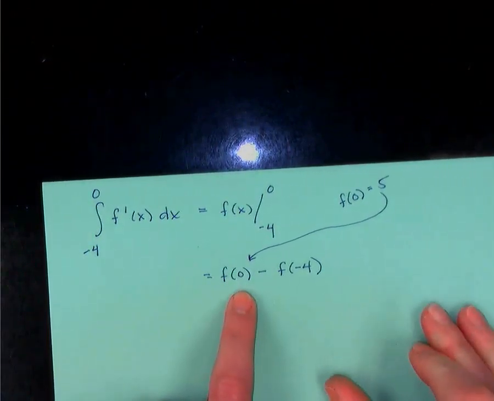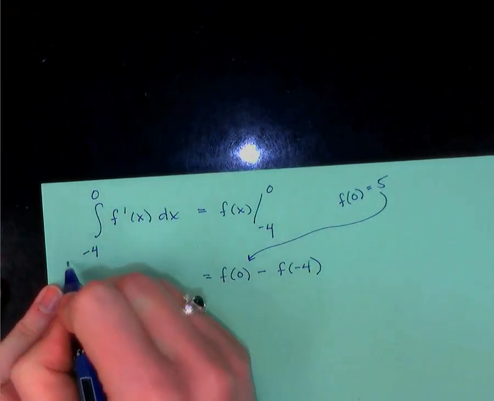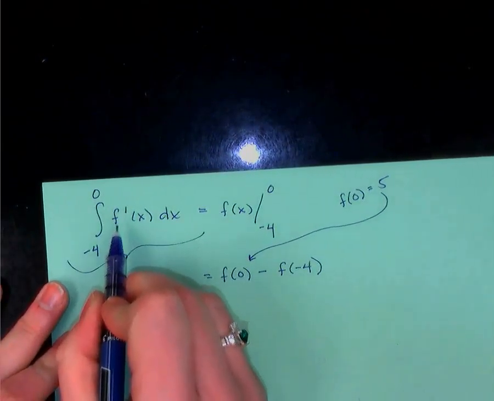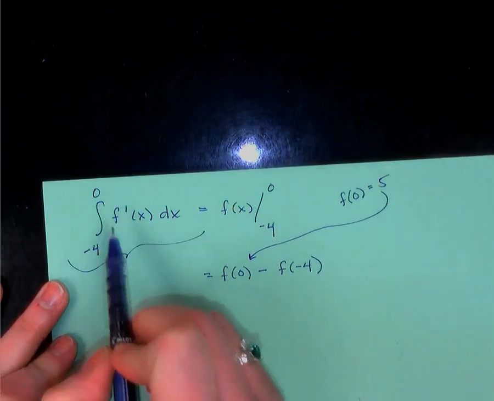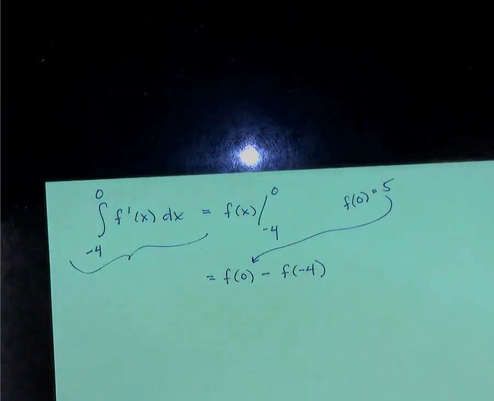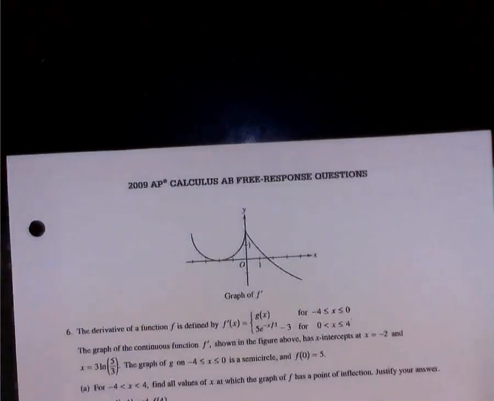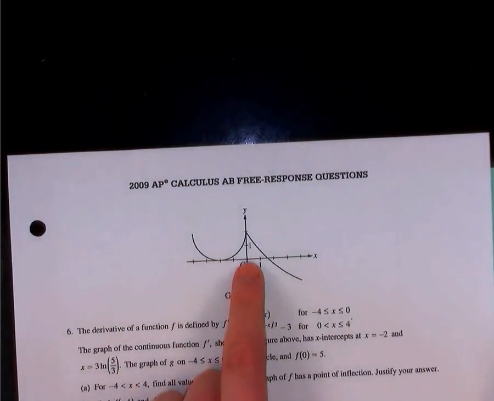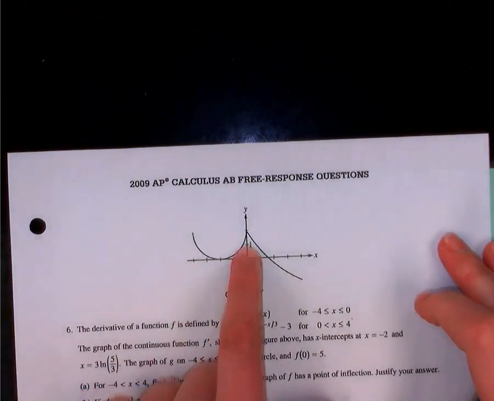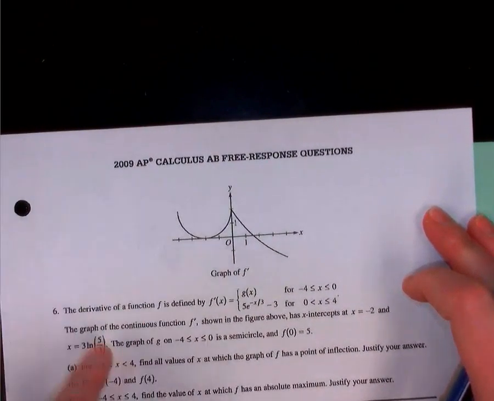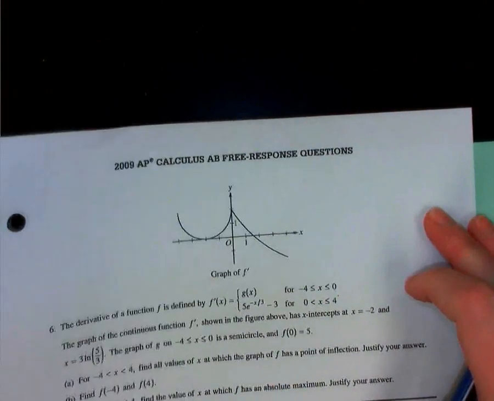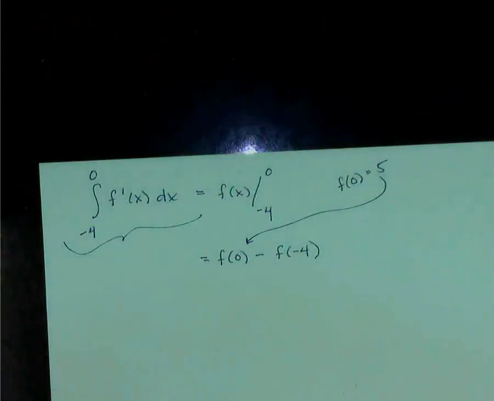Here's the other important part of this. If you look at this, you have the graph of f prime. So if you integrate from -4 to 0 f prime, that's asking you to find the area under the curve from -4 to 0. So we need to find the area under the curve from -4 to 0. So what we need to do, break that up into a rectangle and then subtract the semicircle. So that is what we're going to do.